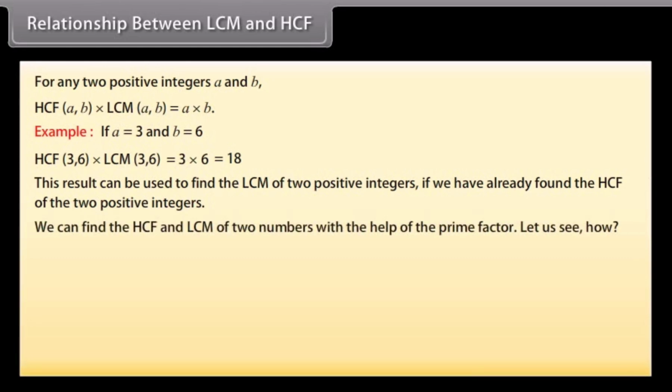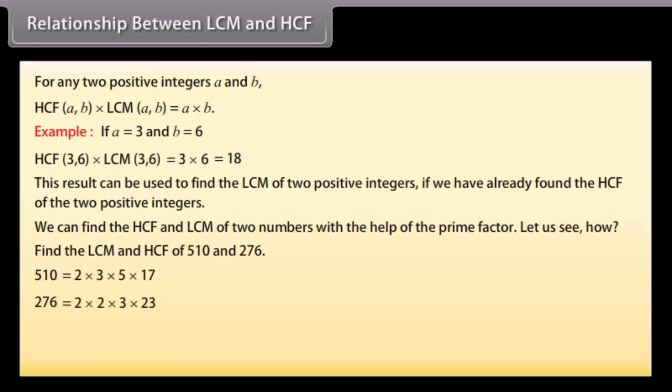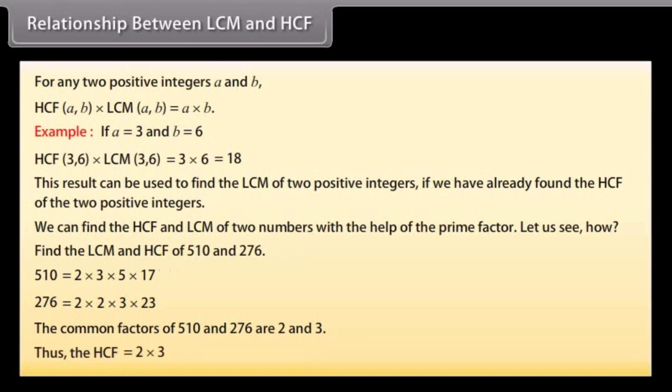We can find the HCF and LCM of the two numbers with the help of the prime factors. Let us see how. Find the LCM and HCF of 510 and 276. 510 is equal to 2 into 3 into 5 into 17. 276 is equal to 2 into 2 into 3 into 23. The common factors of 510 and 276 are 2 and 3.